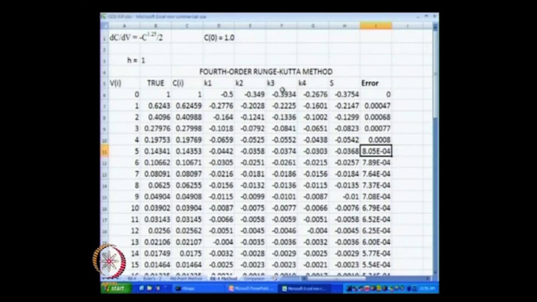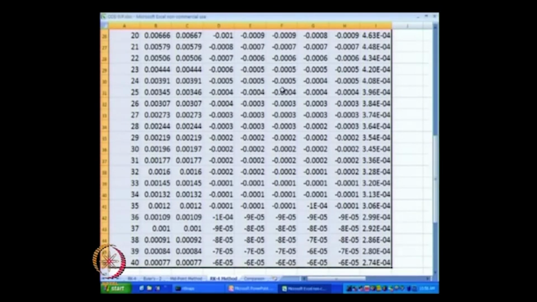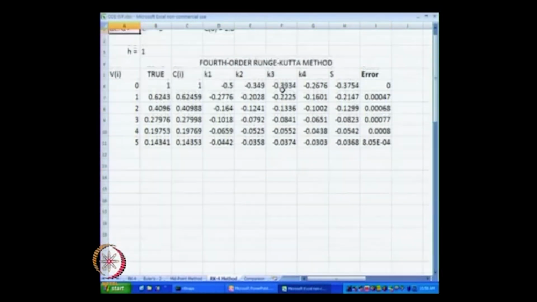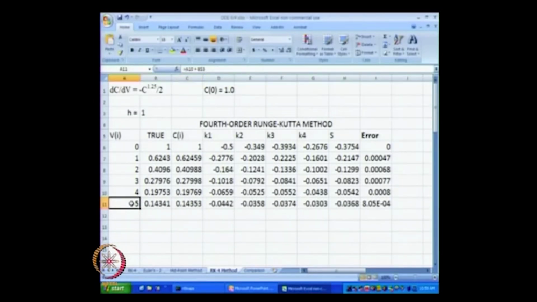Okay. So now I am going to talk about what is known as local and global truncation errors. So we do not need any of this information, so I will just delete that, and I will just keep the values of V from 0 to 5. What we did over here is we started with the initial condition at V equal to 0 and reached V equal to 5 over here.